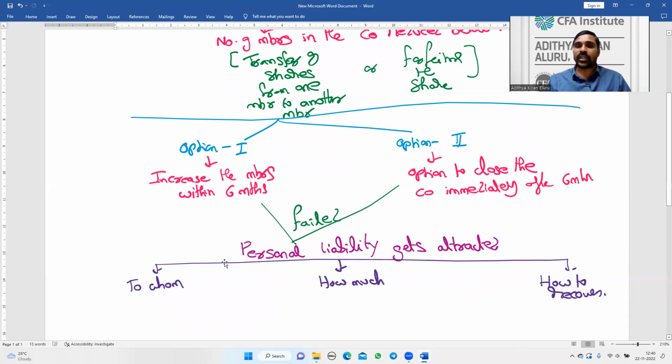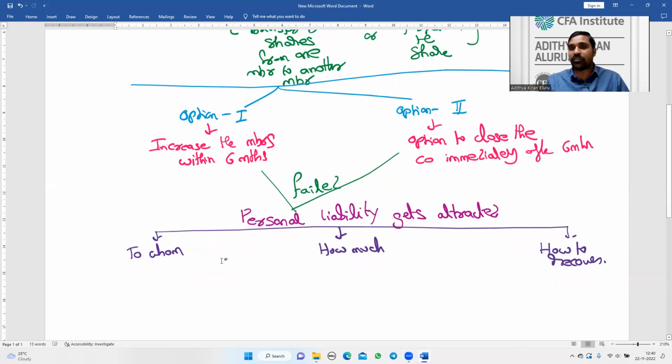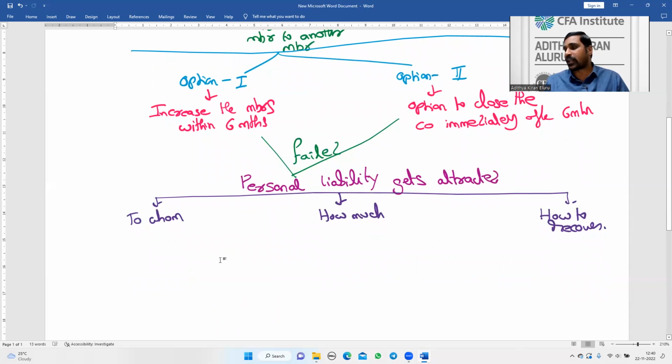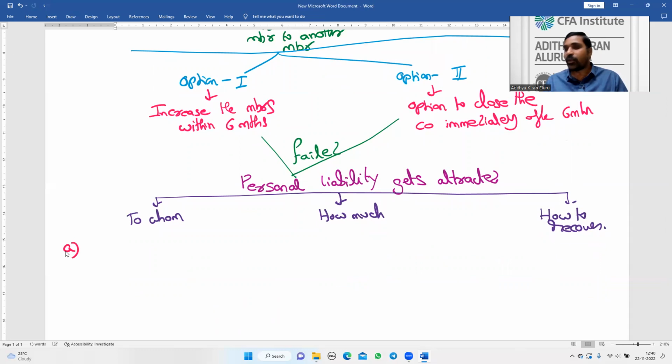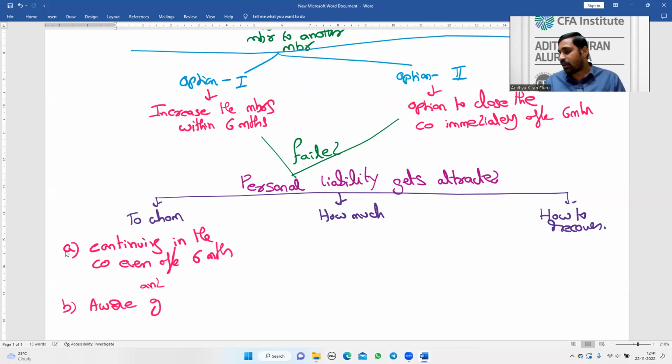If the company is unable to increase the number of members, or if the company is unwilling to close the business, then personal liability gets attracted. So to whom does the personal liability get attracted? Members continuing in the company even after 6 months, and aware of the reduction in the number of members.